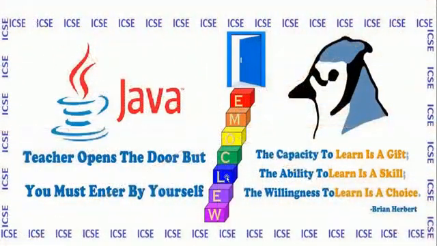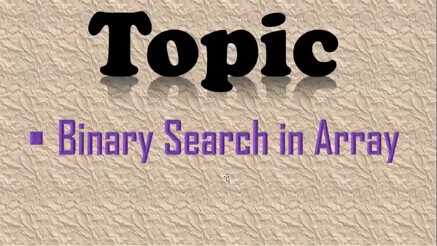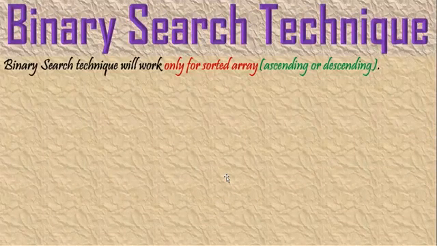Welcome back, students. We have already learned linear search in the previous class. Today we will learn binary search in an array. Binary search works only for a sorted array. It may be sorted in ascending order or descending order.